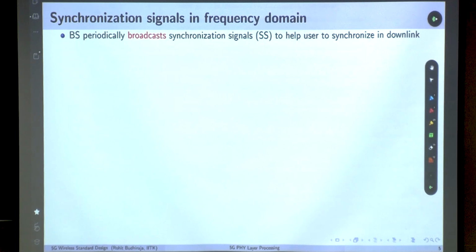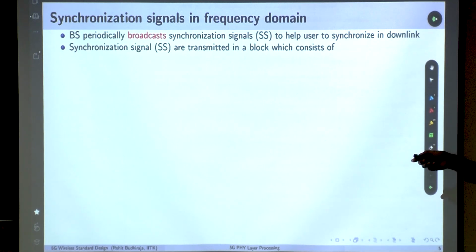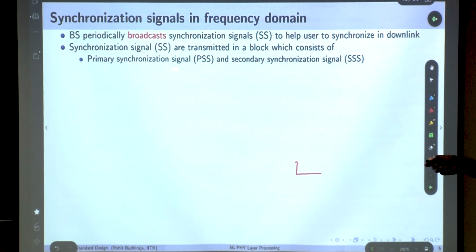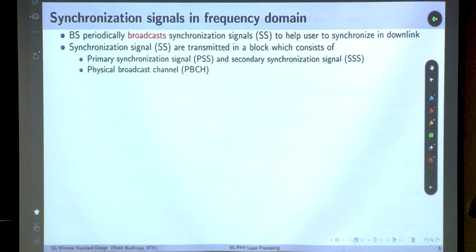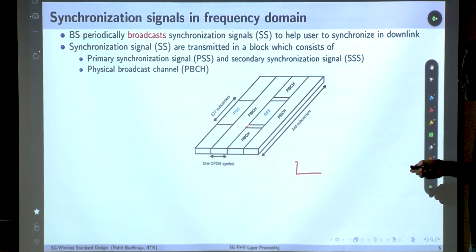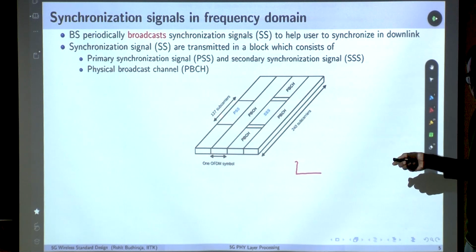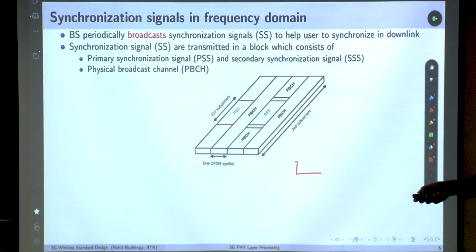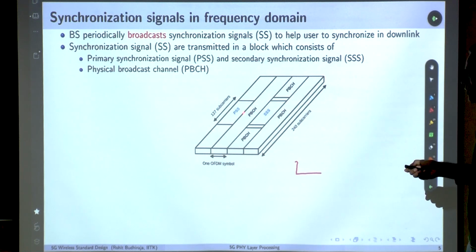So the synchronization signals are called SS. SS blocks, SSB, are transmitted in a block which consists of the primary synchronization signal and the secondary synchronization signal. And there is something called the physical broadcast channel. So the SS block consists of these signals. And what are these? You look at this, where are they coming? There is this primary synchronization signal, which is sent over 127 subcarriers. It's a code. Then there is this physical broadcast channel.